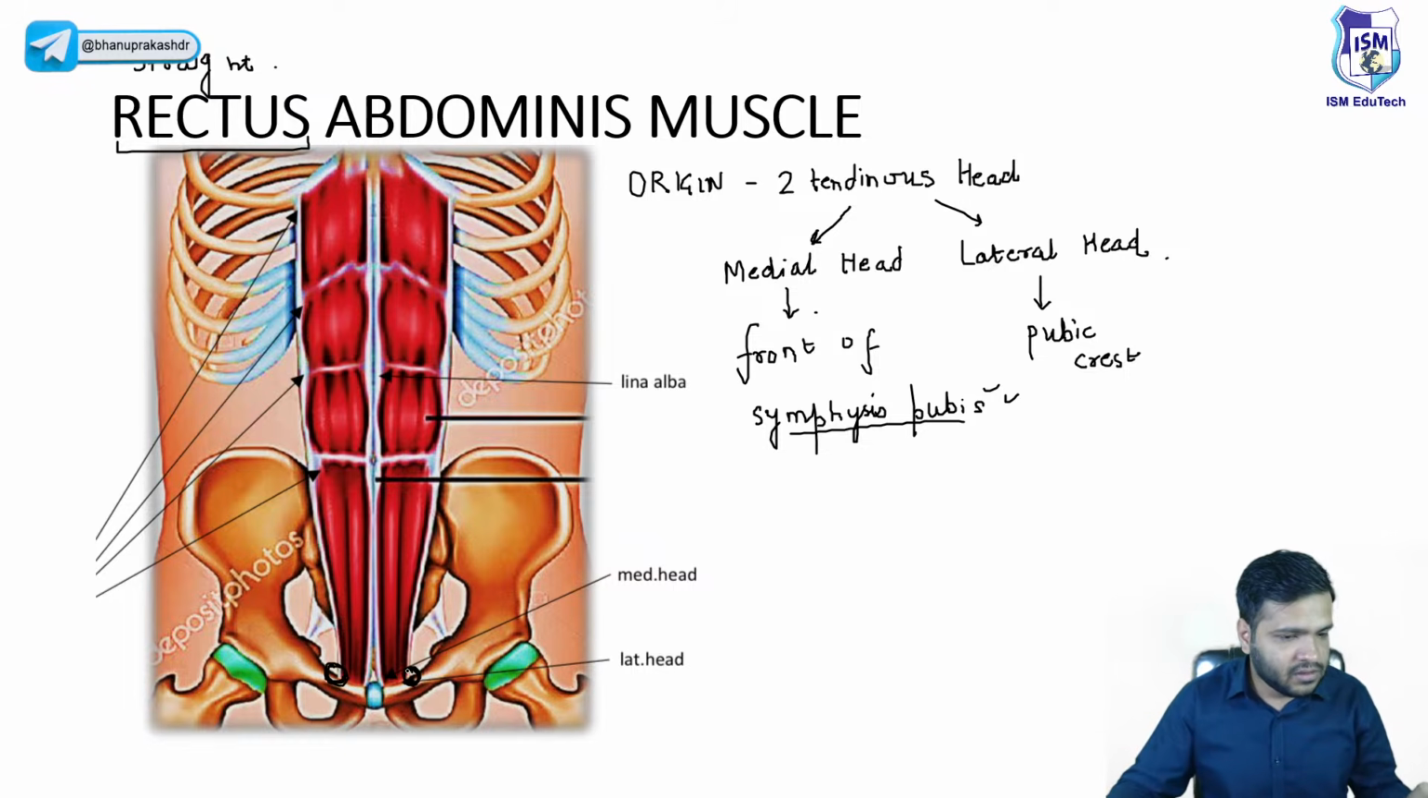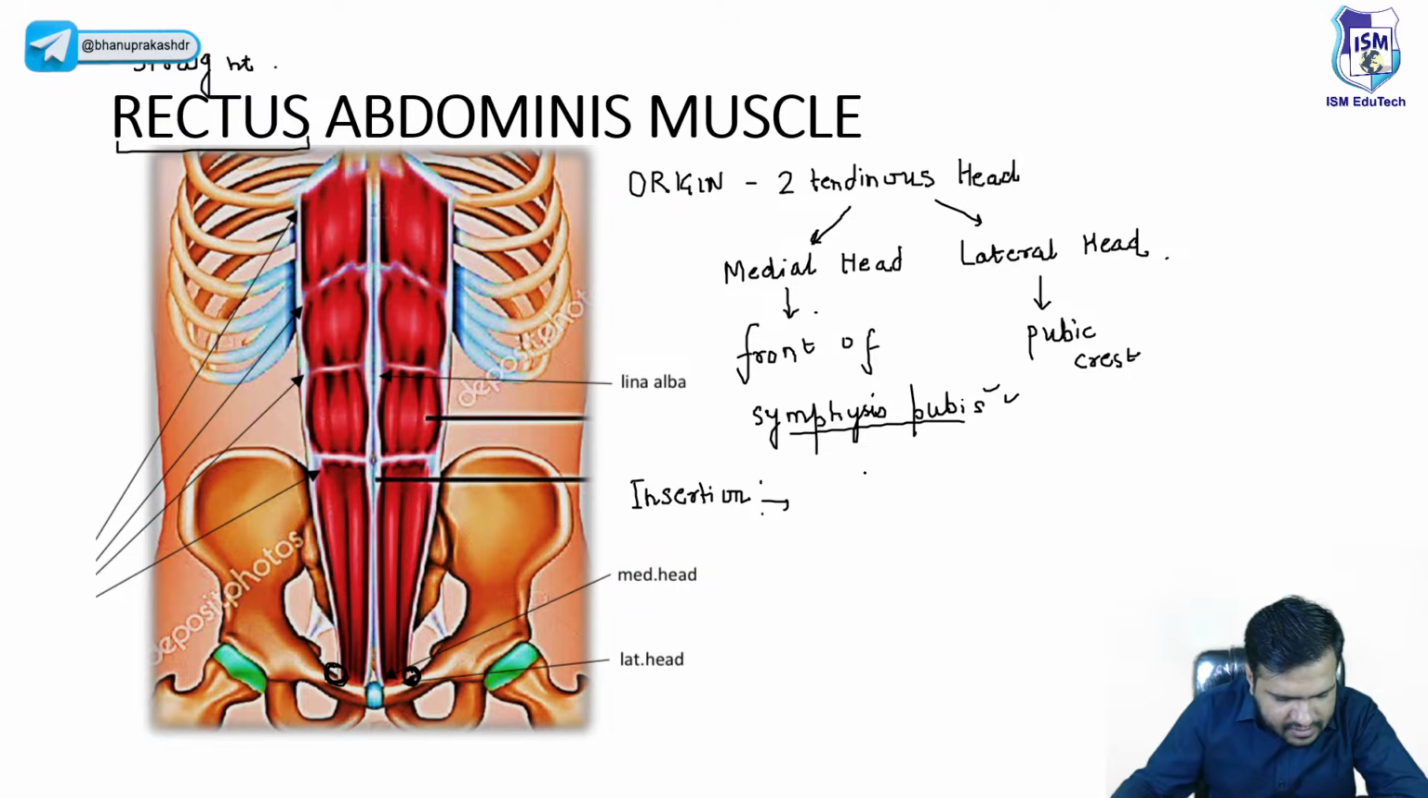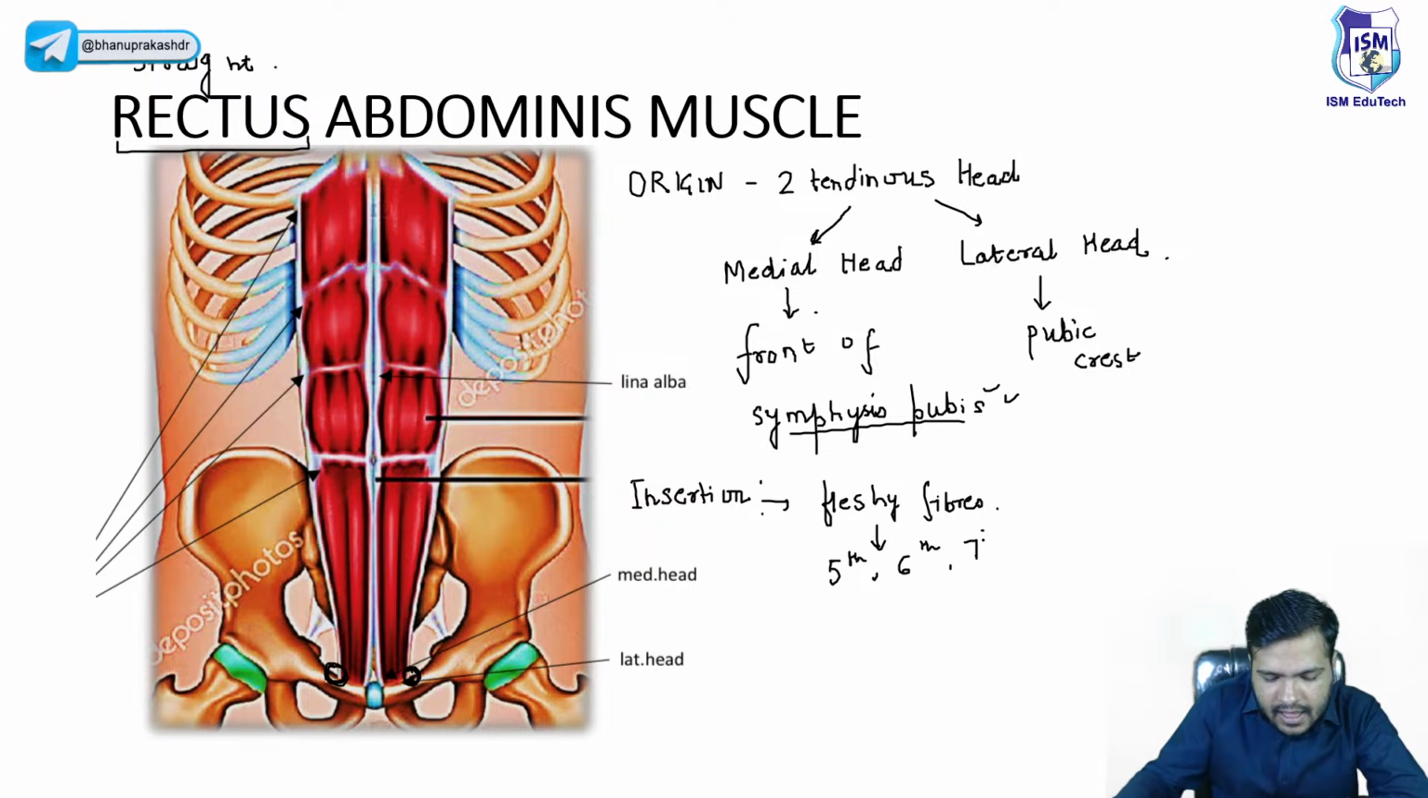Pubic crest. Now, apart from that, if we come to the insertion, beta, it is into three costal cartilages, okay? Now, in the form of fleshy fibers, they are inserting into the front of fifth, sixth, and seventh costal cartilage, and along with that, guys, the Xiphoid process.